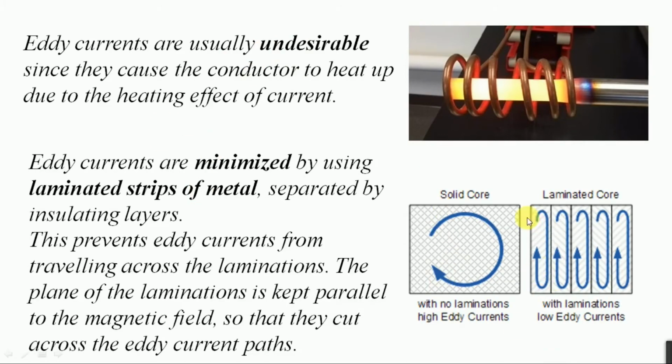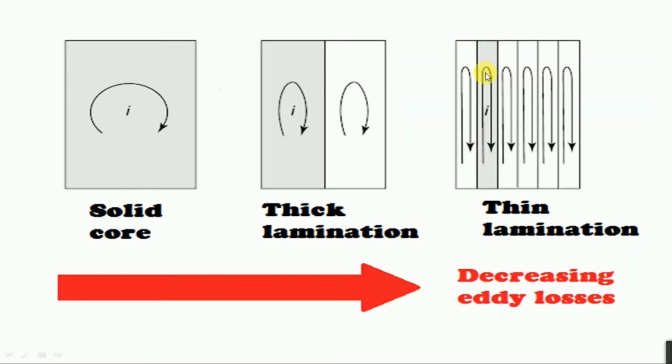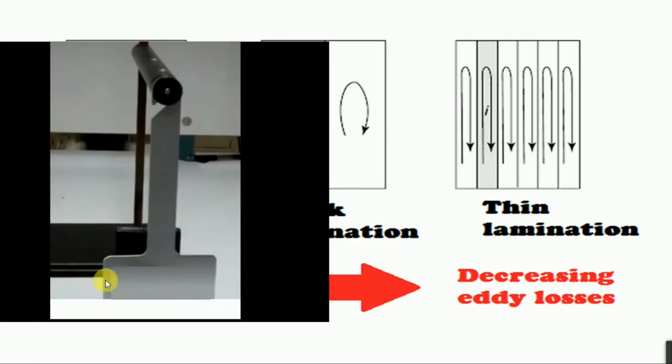We can minimize it by using laminated strips. Here you can see the eddy current will get a big path to flow, but if you cut this metal into small pieces and put some insulator in between, that means you are laminating them, then the eddy current will not get a path to flow, so we'll minimize the eddy current. So this is the method to minimize the eddy current. The thinner the lamination, the less the eddy current. Now we'll see one more video to see how the laminated conductor minimizes the eddy current. In this video we are oscillating the solid metal in a magnetic field.